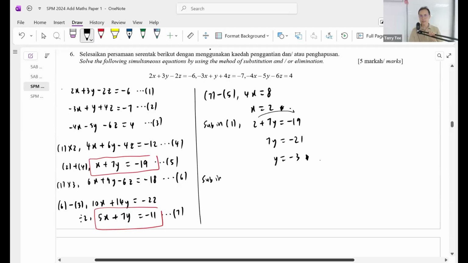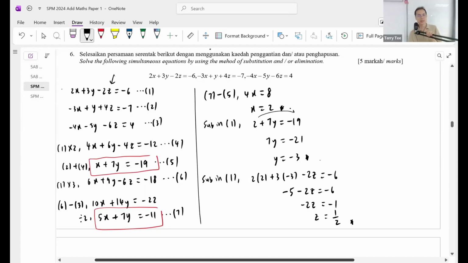Then we sub inside equation number, which equation? Actually, any equation, but maybe we take equation 1. I know my x is 2. I know my y is negative 3. I need to find my z. So minus 2z here equals negative 6. So this is 4 minus 9, negative 5, minus 2z equals negative 6. Bring it over, 2z equals negative 1. z is 1 over 2. The negative will cancel each other. Your answer is just half.